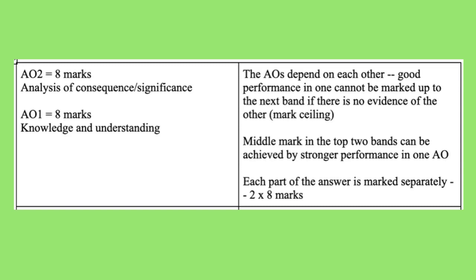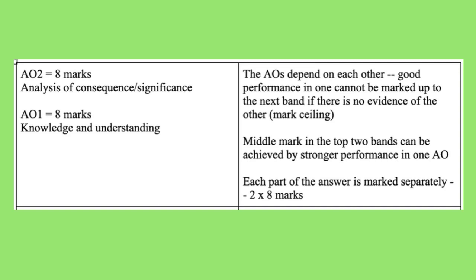This is the mark scheme for this question, which you can find out about in more detail in the overview video. 8 marks here are awarded for AO2, which is your analysis of consequence and significance. So that requires you to take the first element of the question and think about what is important about it in relation to the second element of the question. Making those links between the two different elements of the question is how you are analytical and how you score highly for AO2.